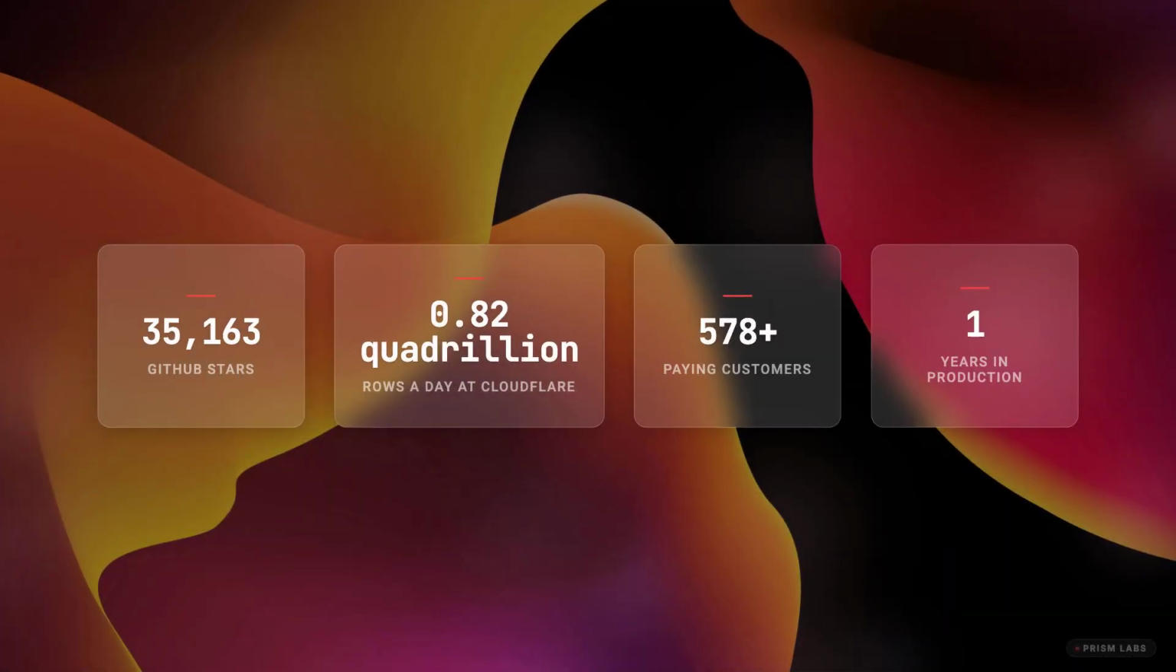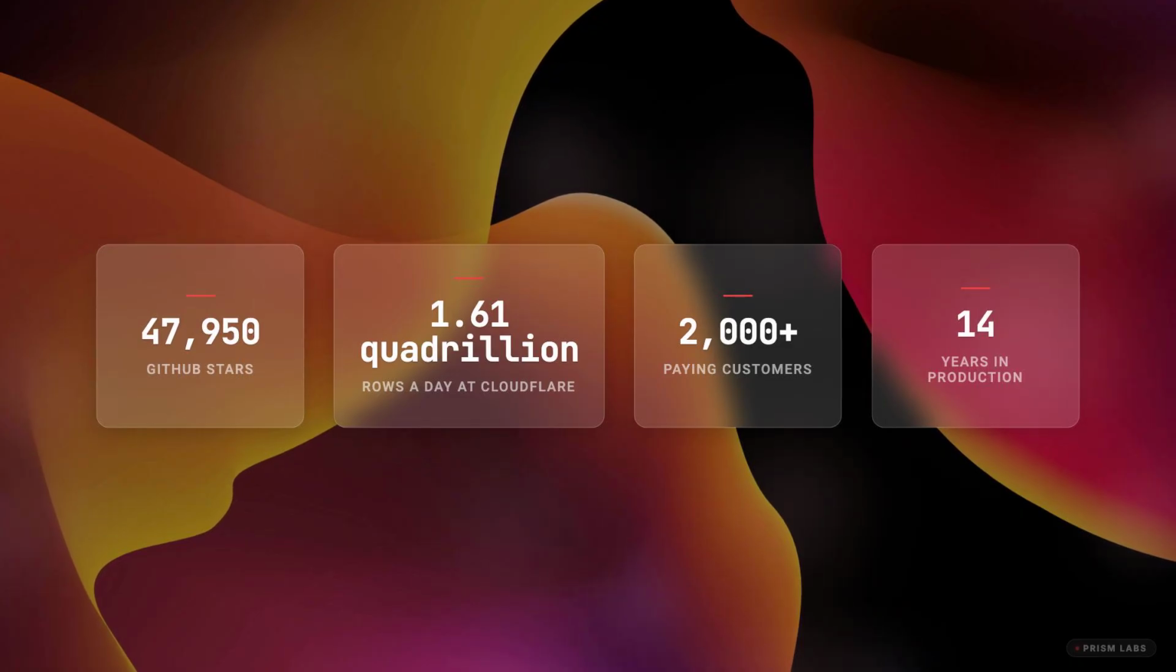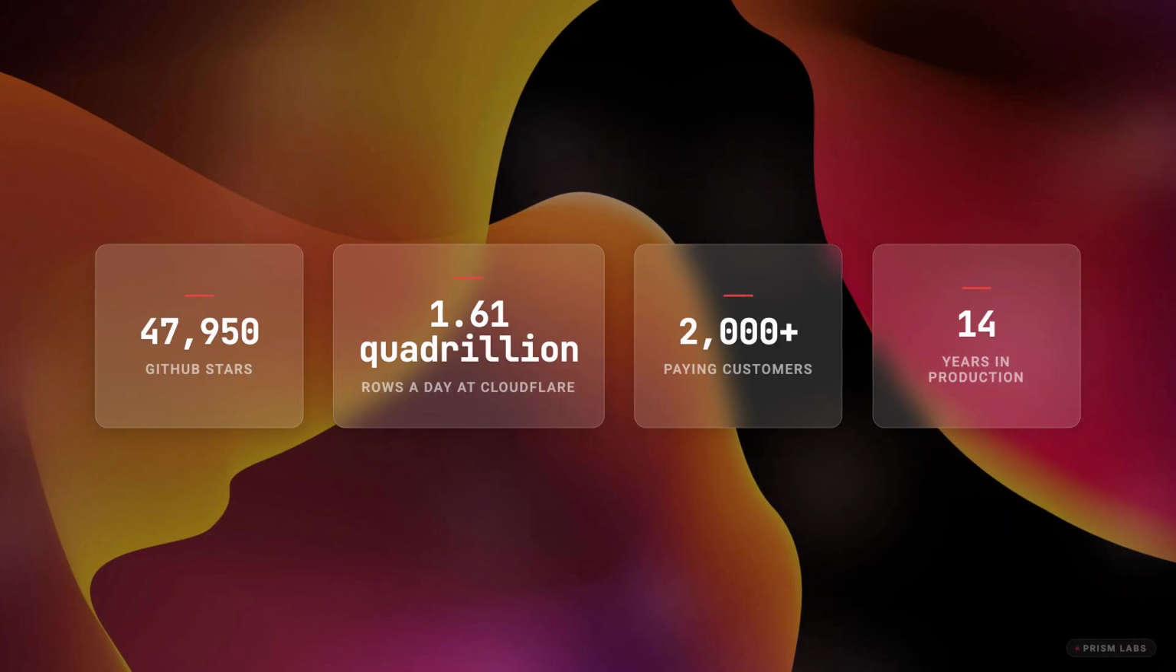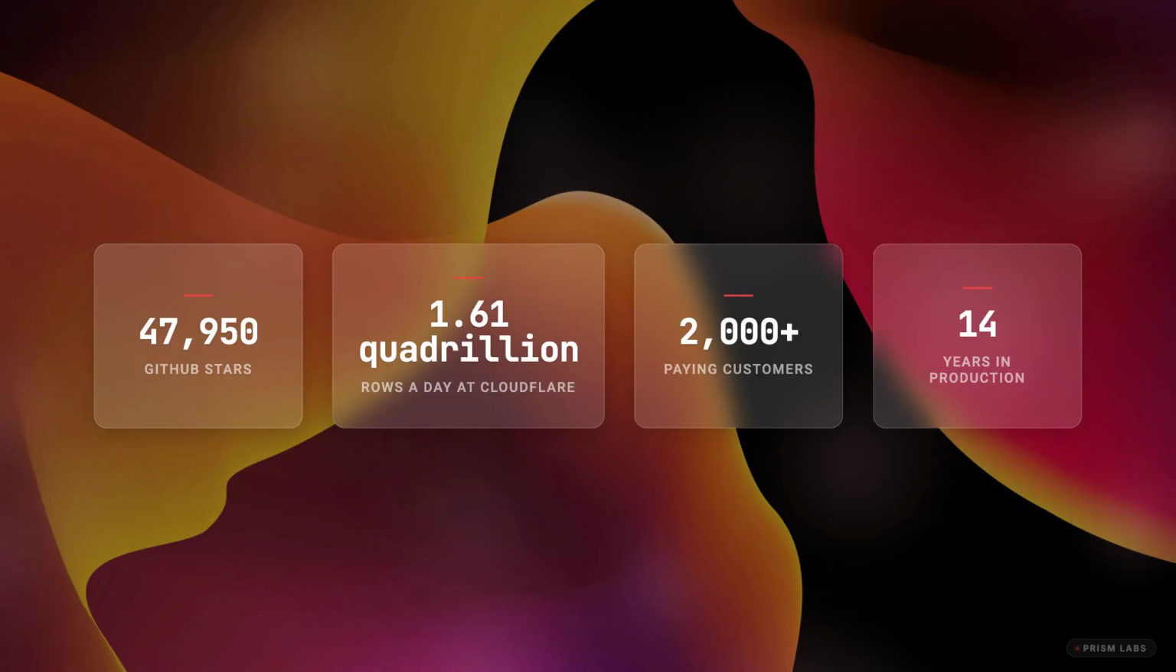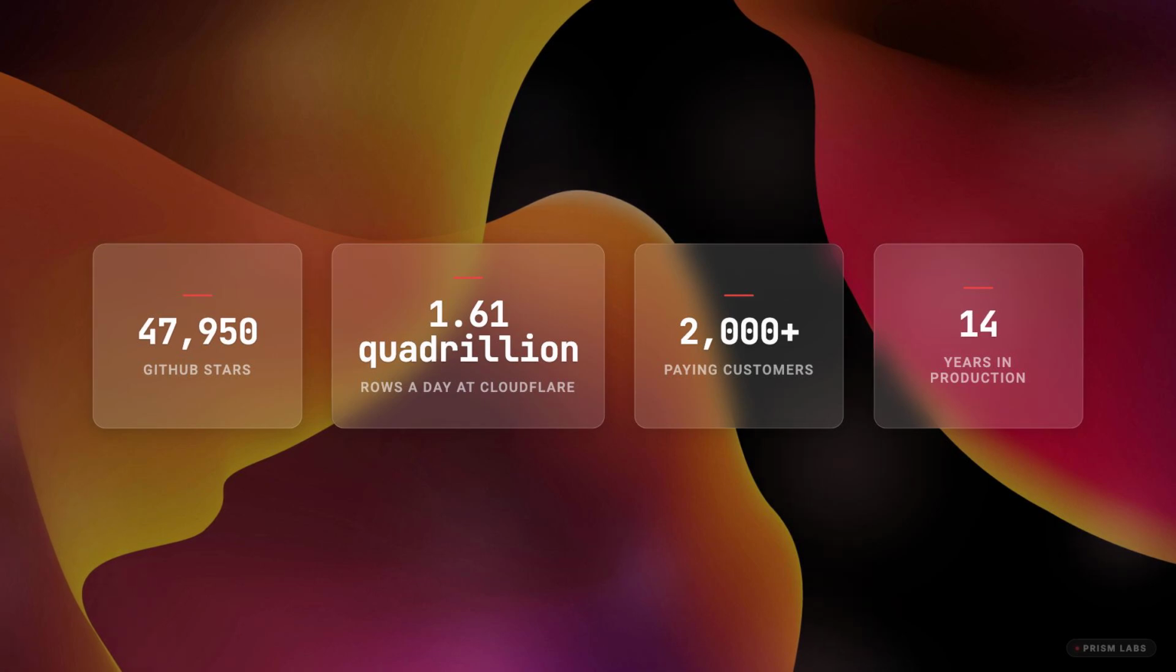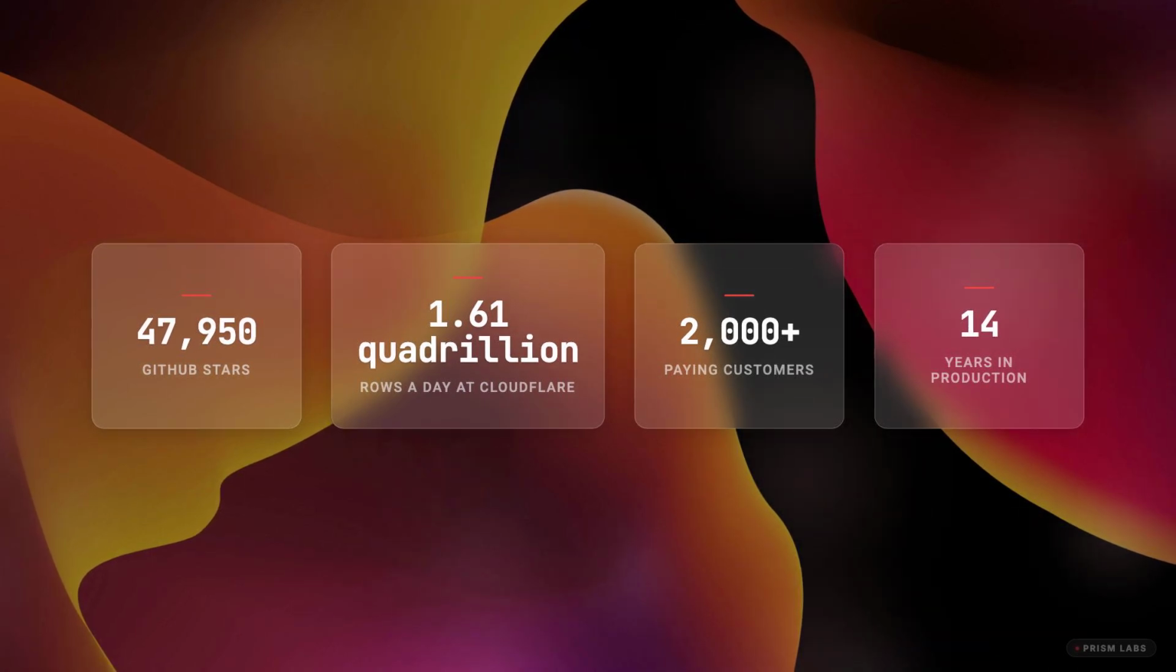ClickHouse is a column-oriented analytics database written in C++, sitting at nearly 48,000 GitHub stars under an Apache 2.0 license. It has been crushing production workloads since 2012. Over 2,000 companies pay for the managed cloud, and the open-source core powers Cloudflare, Anthropic, and Tesla-scale data. Security teams are quietly rebuilding their SIEM backends on top of it.